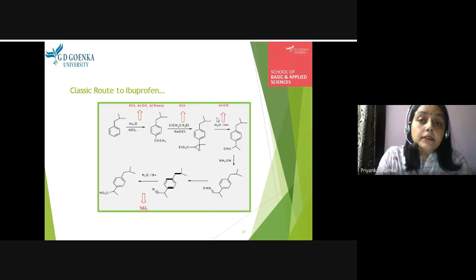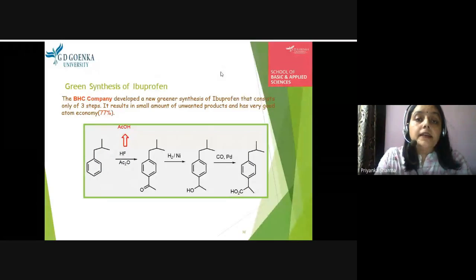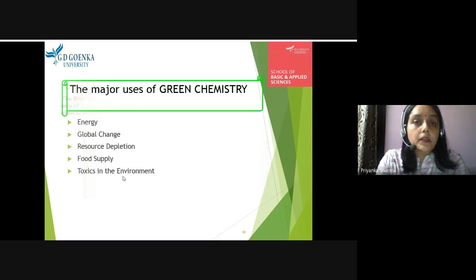Further, another company, the BHC company, developed a cleaner route, and they synthesized ibuprofen in only a 3-step process. Only acetic acid is removed during this process, and the atom economy is found to be 77%. So this route is better as compared to the primitive route. This was found to be the green route for the synthesis of ibuprofen.